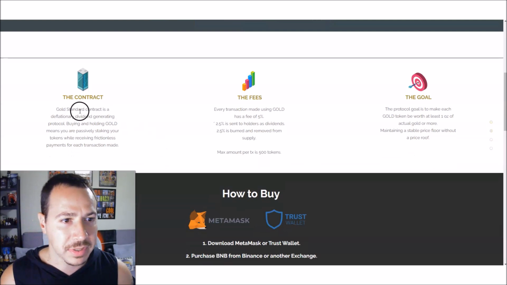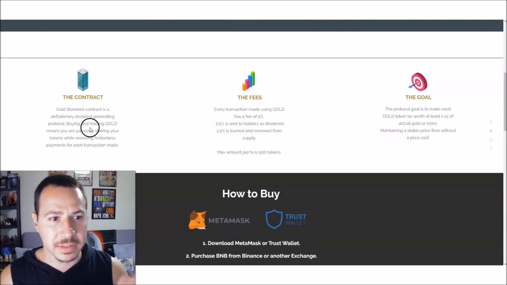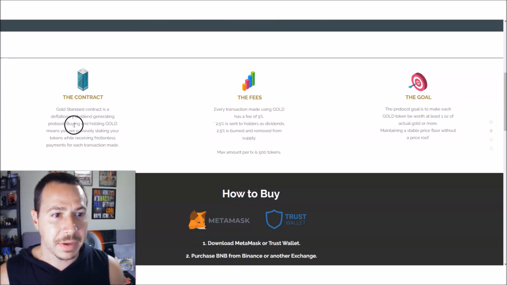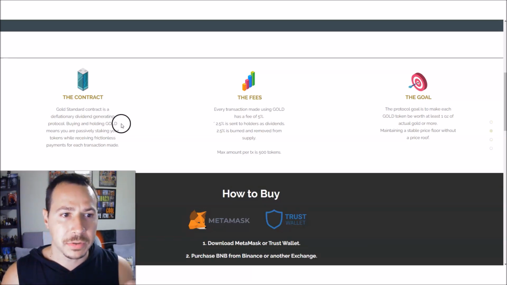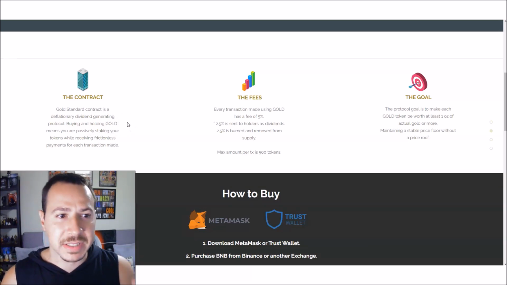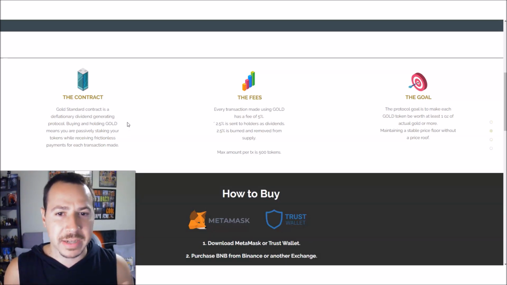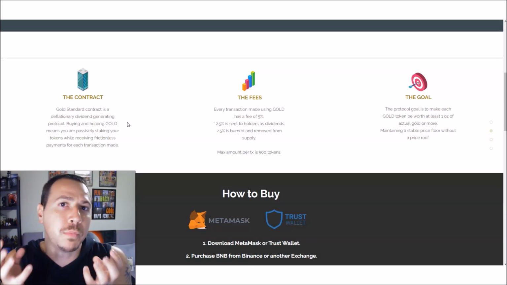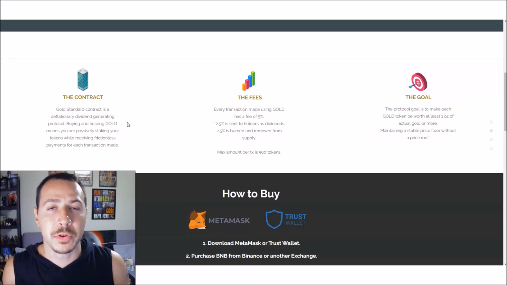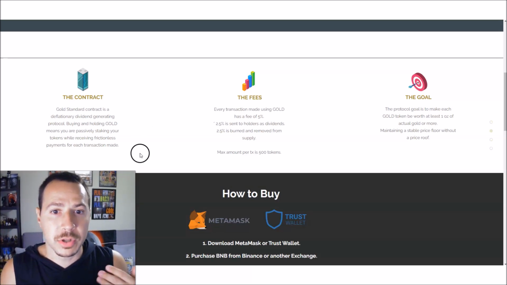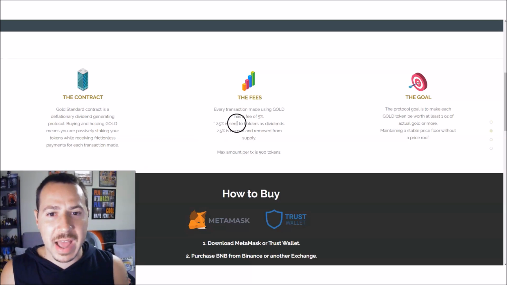The gold standard contracts, deflationary dividends generating protocol. Buying and holding gold means you are passively staking your tokens while receiving frictionless payments for each transaction. What does that mean? For you buying and holding gold, you're going to earn gold. They're literally giving you gold for every transaction that happens.